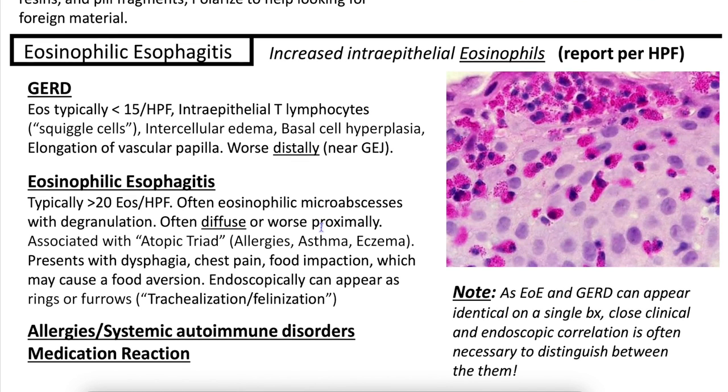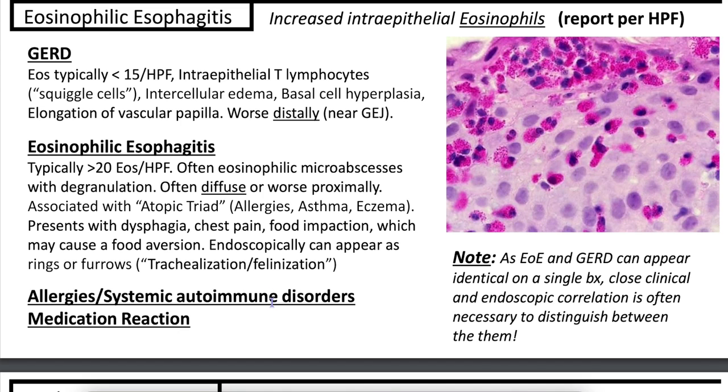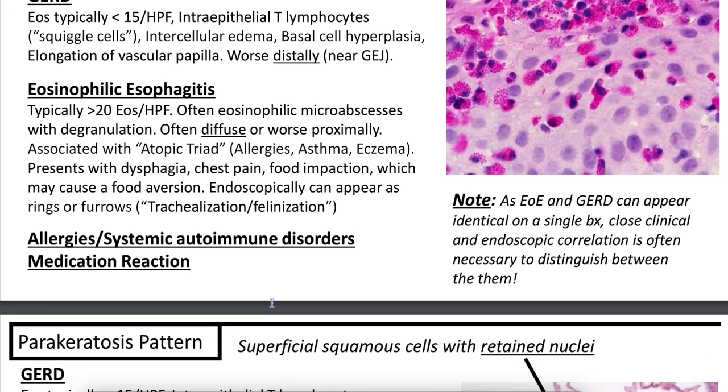Eosinophilic esophagitis, GERD, EOE, typically greater than 20 eos per high power field. You'll have lamina propria fibrosis, trachealization, and tug sign on endoscopy. Allergies, systemic autoimmune disorders, medication reaction.